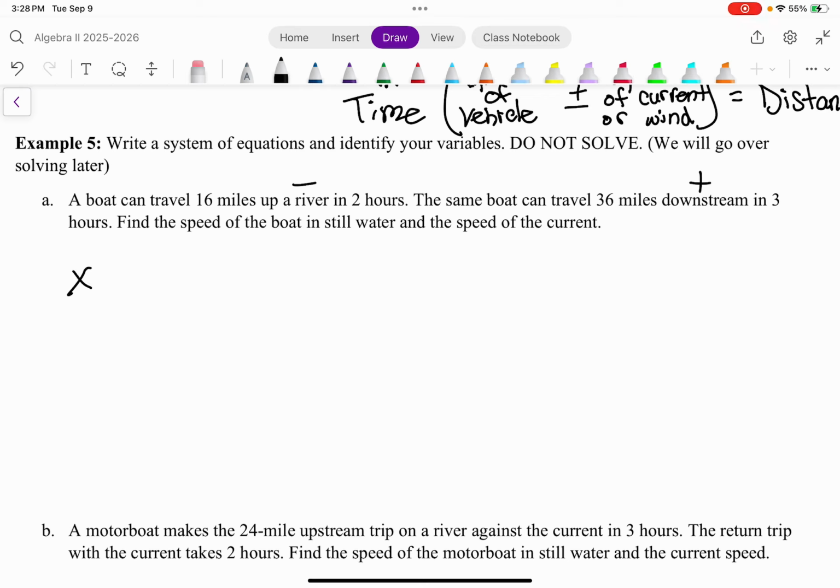We still have to identify our variables. That question at the end is a hint of what your variables need to be. So X, I'm going to have be the speed of the boat. And Y, I will have be the speed of the current.